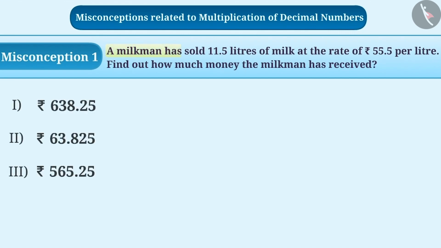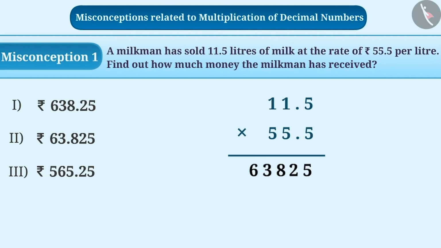A milkman has sold 11.5 liters of milk at the rate of Rs 55.5 per litre. To find the money earned by him, we have to find the value of 11.5 multiplied by 55.5. To obtain the answer, first we will ignore their decimal points and multiply them. By doing so, we will get the answer as 63,825.